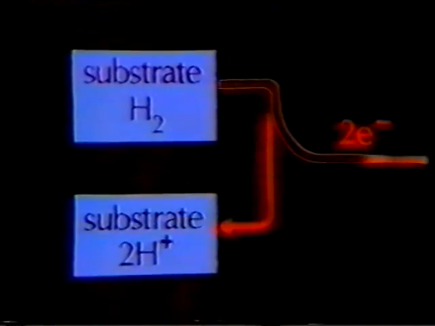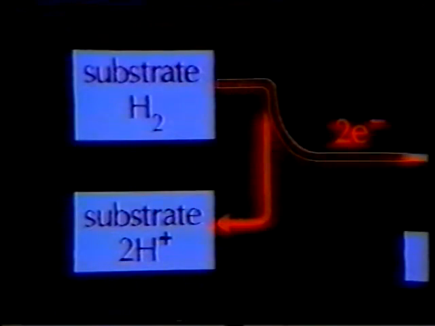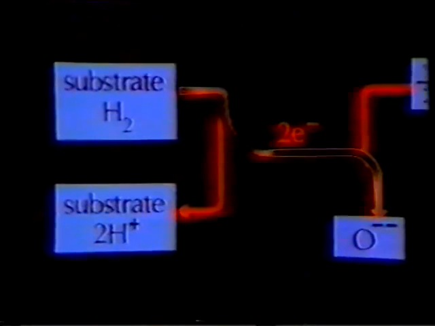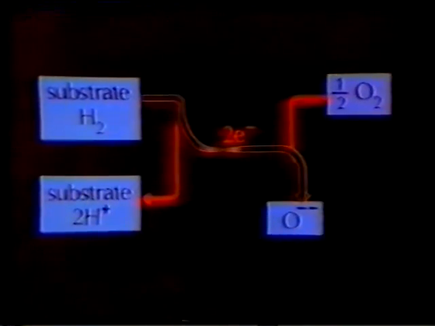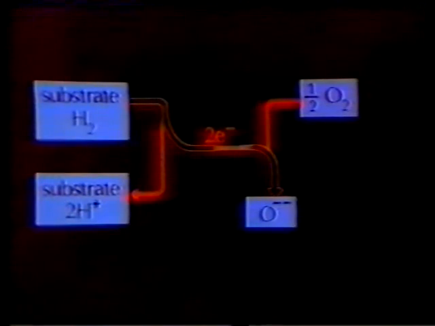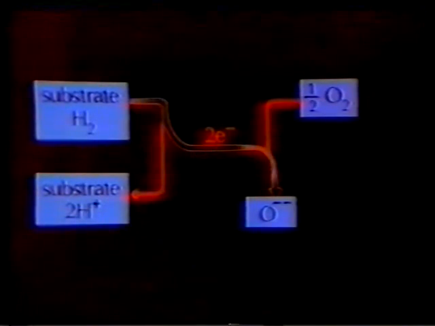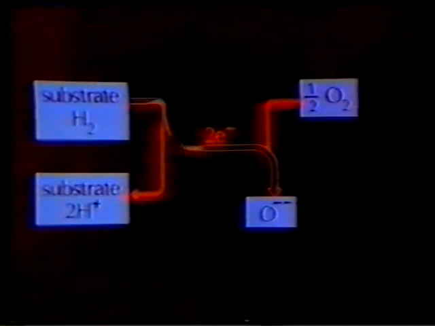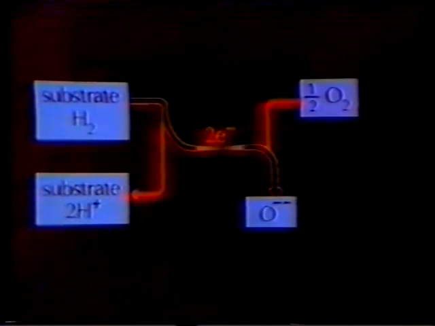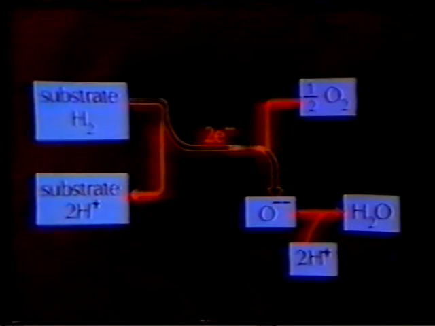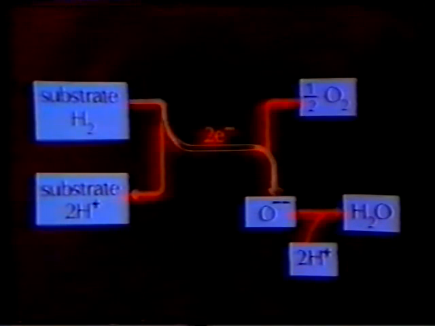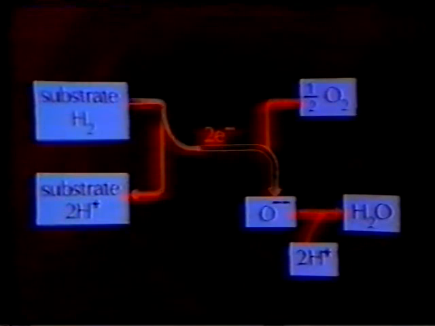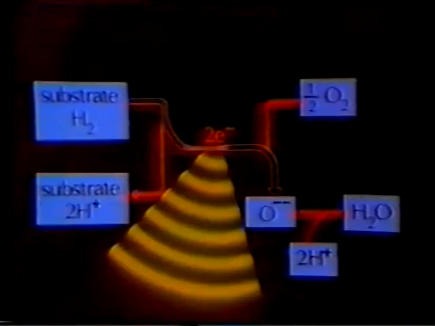As I'll show you in a minute, this transfer is accomplished by a linear series of redox components. The net effect is the production of a divalent oxygen anion from molecular oxygen. This divalent oxygen anion can then combine with protons that are always around in aqueous solution to form a molecule of water. This sequence of reactions releases energy.